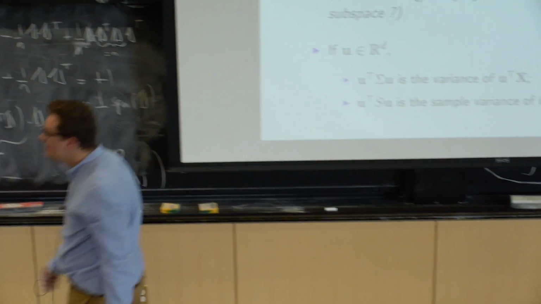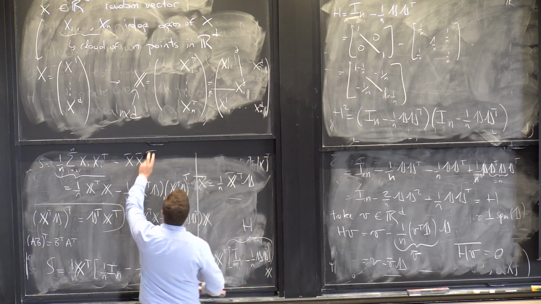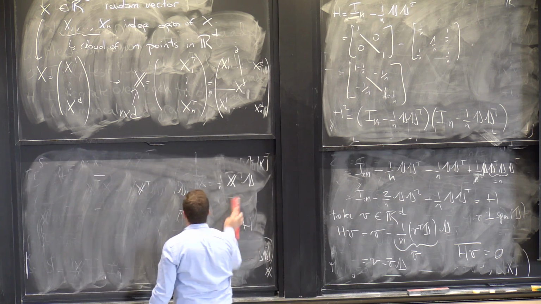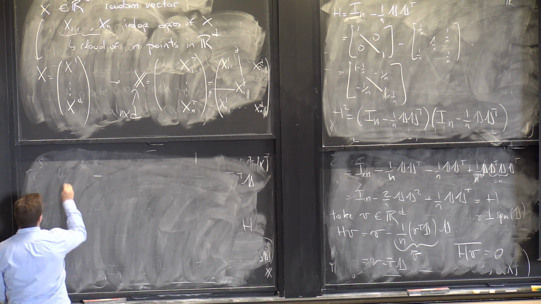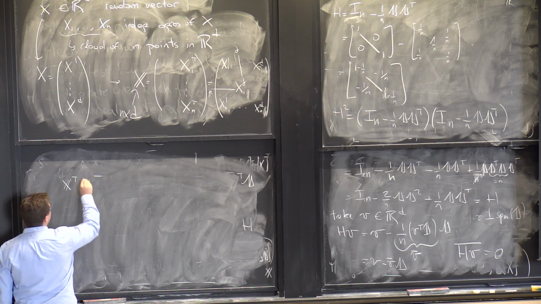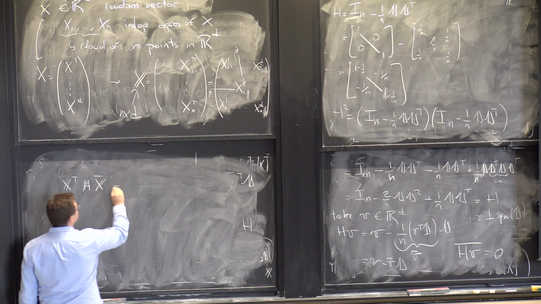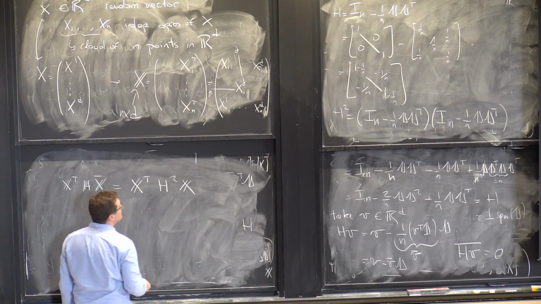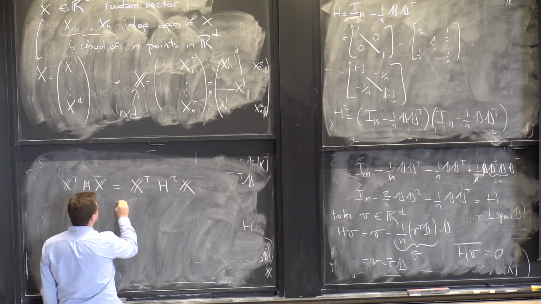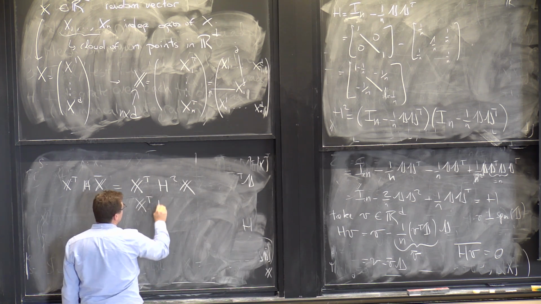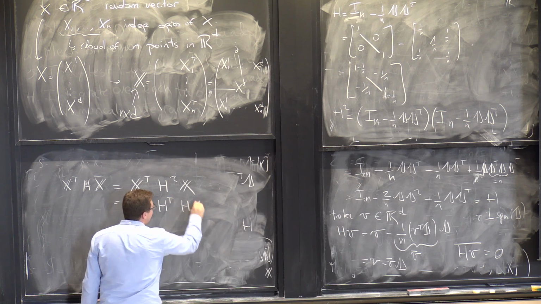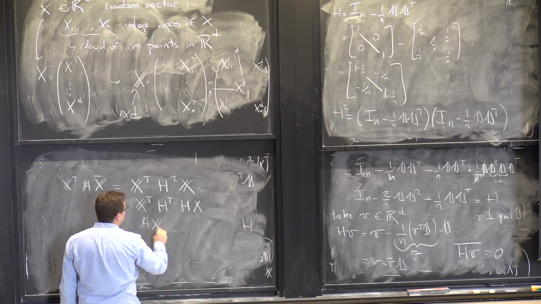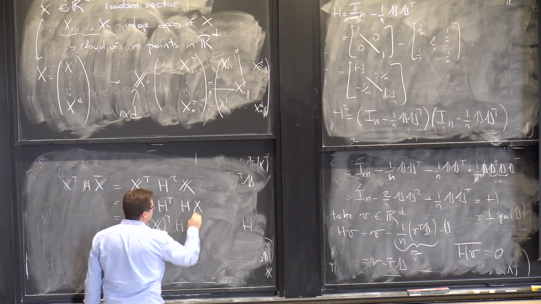But what's actually nice is that, remember, H is a projector, which means that when I look at X transpose H X, it's the same as looking at X transpose H squared X. But since H is equal to H transpose, this is actually the same as looking at X transpose H transpose H X, which is the same as looking at (HX) transpose HX.